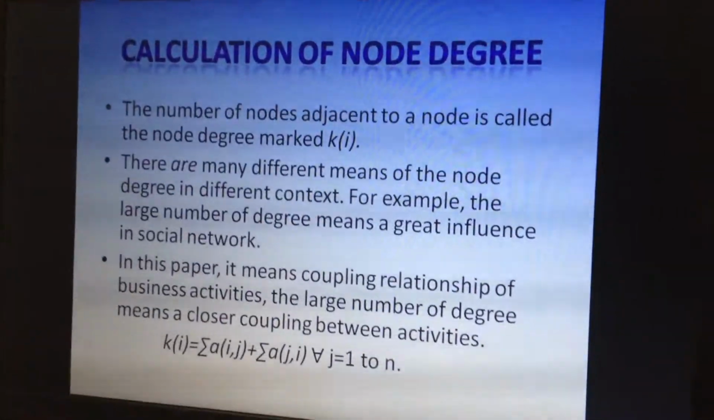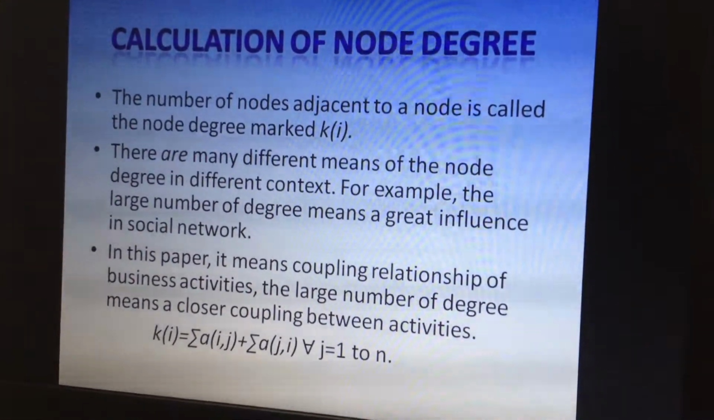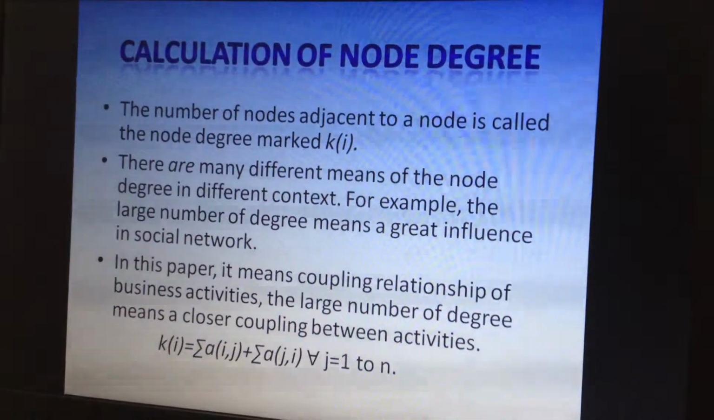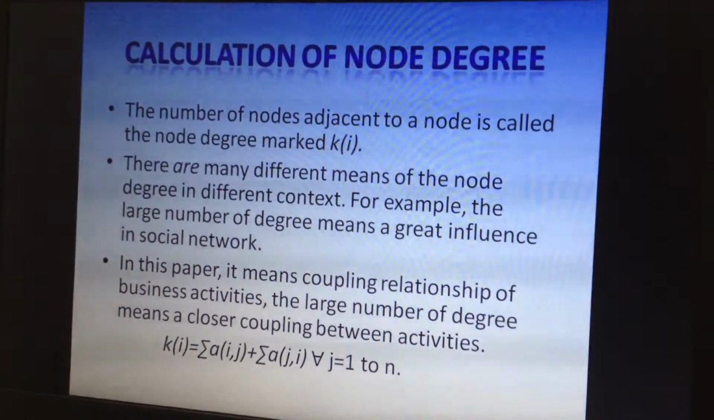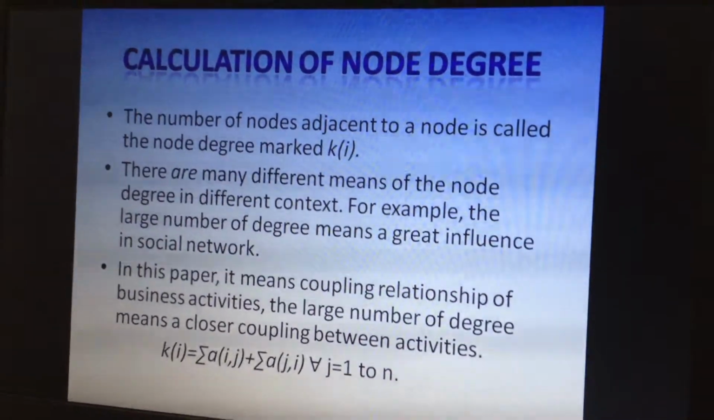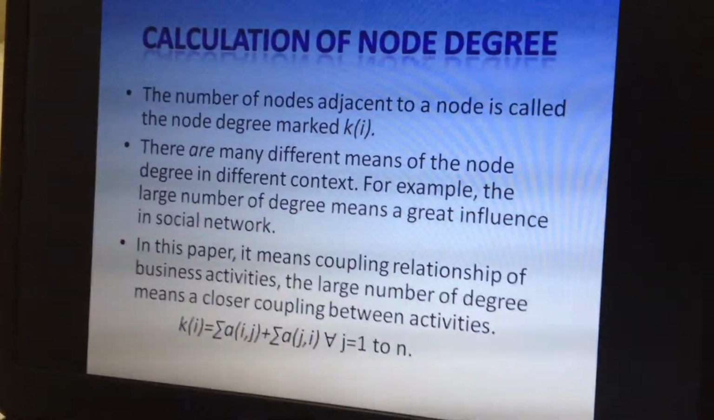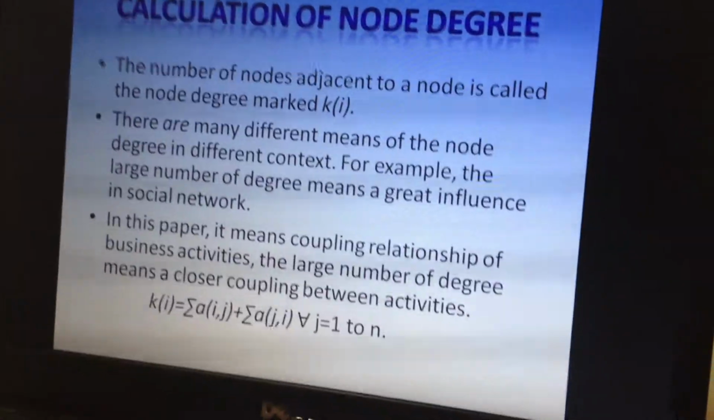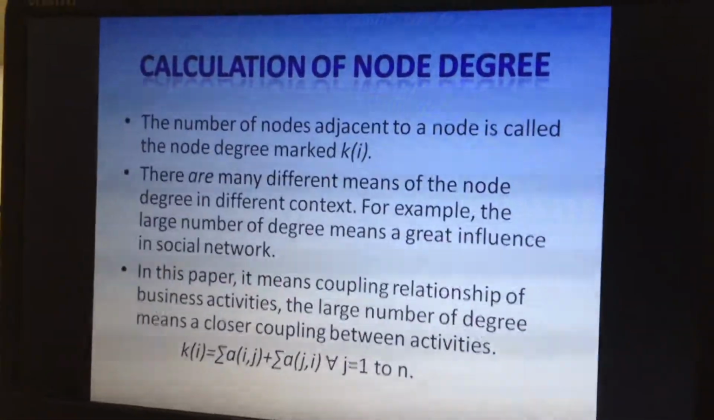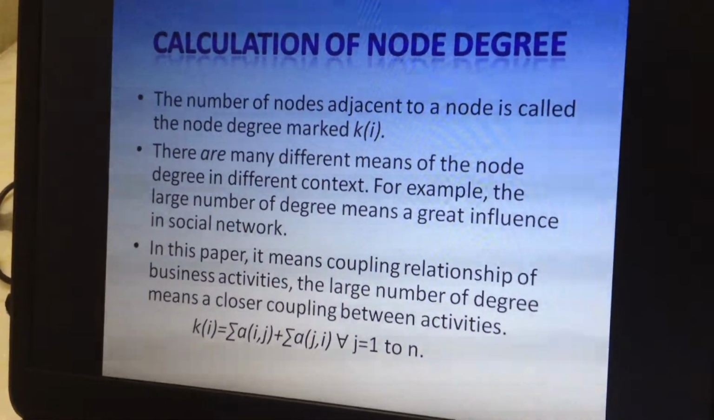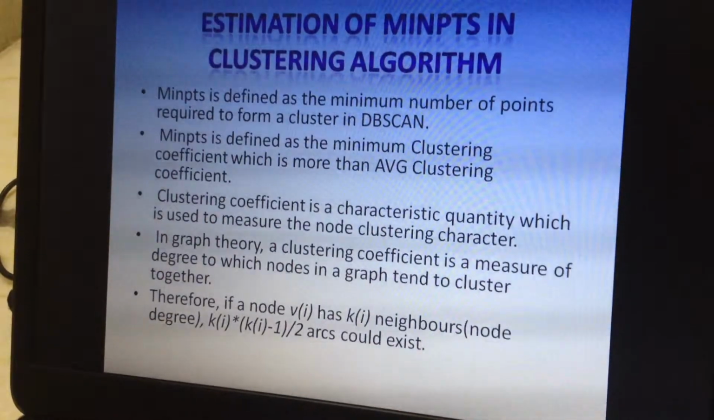Calculation of node degree. The node degree is calculated in this way step by step. The number of nodes adjacent to a node is called the node degree, marked K of i. There are many different meanings of node degree in different contexts. For example, a large degree means a great influence in a social network. In this paper, it means the coupling relationship of business activities. A large degree means a closer coupling between the activities.